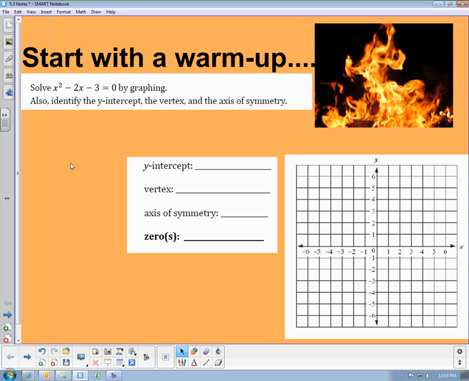Hey guys, it's Miss Johnson here, and I'm here to bring you your notes on solving quadratics using factoring. That's what we're doing today. We're going to be solving quadratics using factoring.